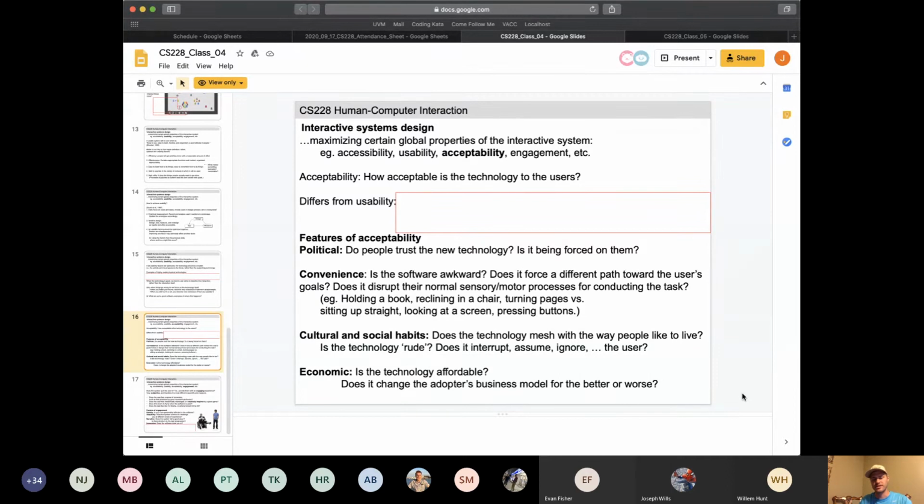But then you might look at the next one, there's cultural and social habits, right? So does the technology really work with the way people like to live? And so for a book, you could imagine, well, these are what I mean by cultural and social. It's like, well, the ebook is doing the same thing, right? But there's something about having a book and using a physical book. Oftentimes people really want to have the physical book. And this can even come back into trusting the technology.